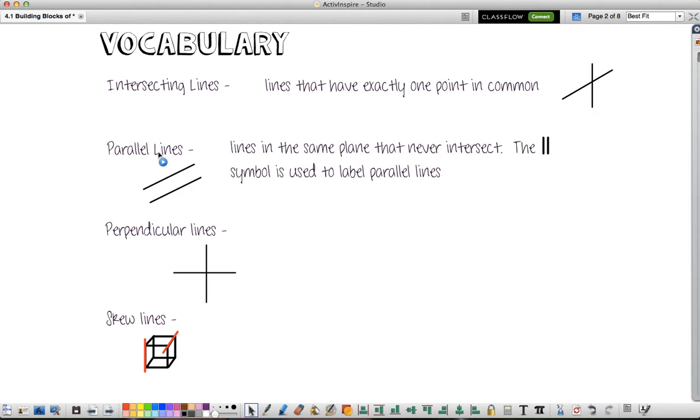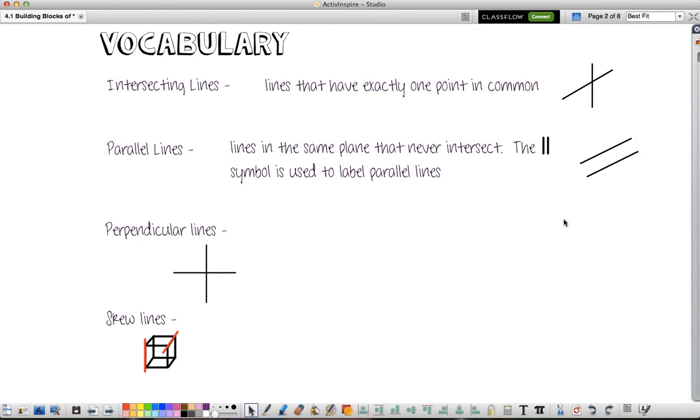Parallel lines obviously cannot be intersecting lines because they're on the same plane and never intersect. This symbol with the two lines here is the symbol we use for parallel. But remember, when you're labeling the parallel lines, you still have to use your line symbol above the letters, and we'll go over how to do all of that as well. So these two lines right here would be examples of parallel lines.